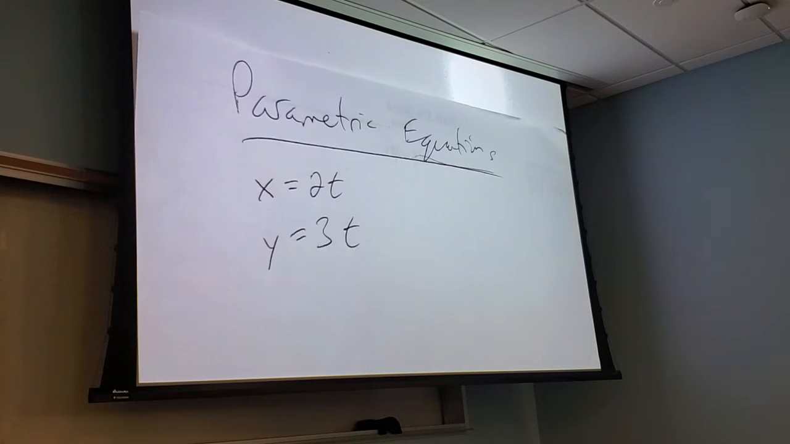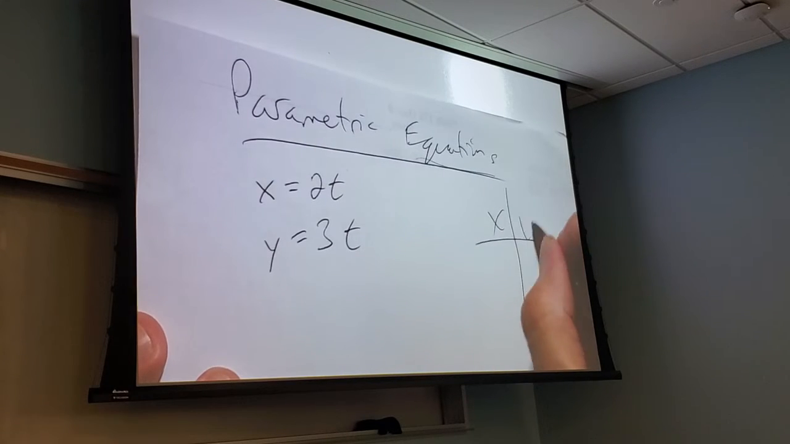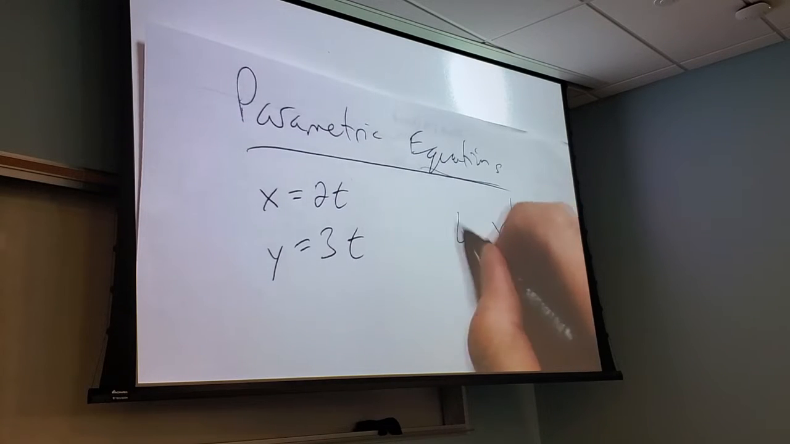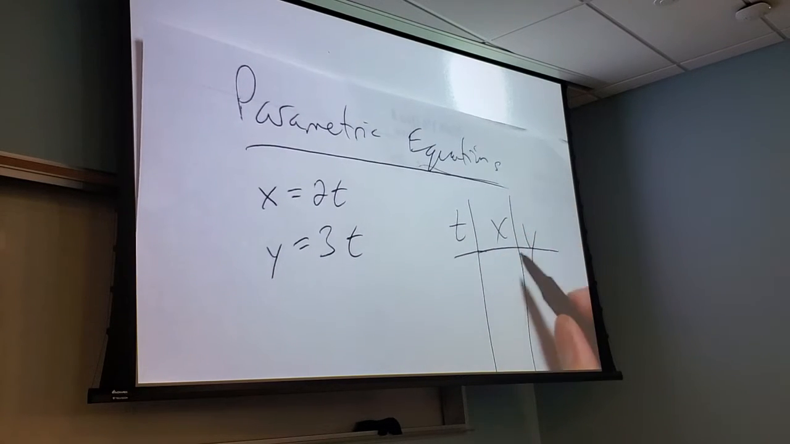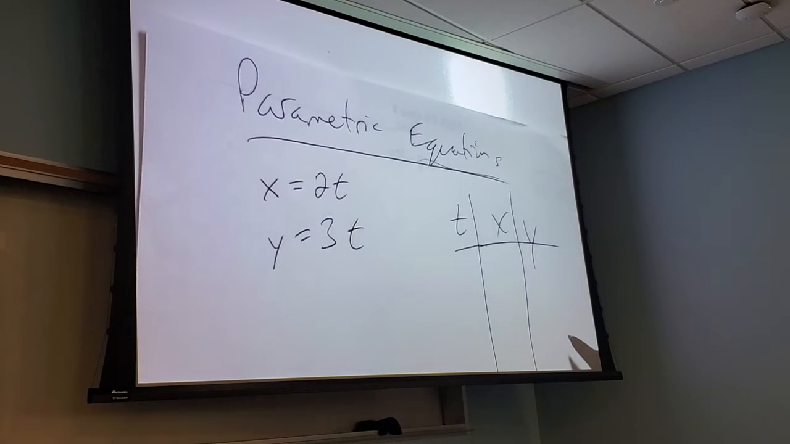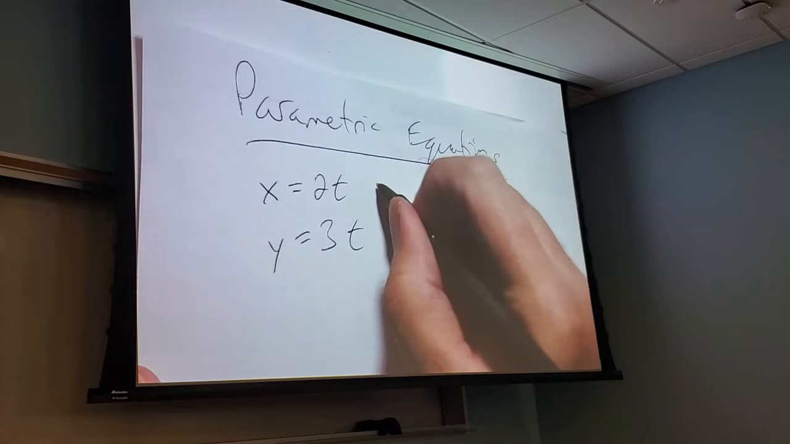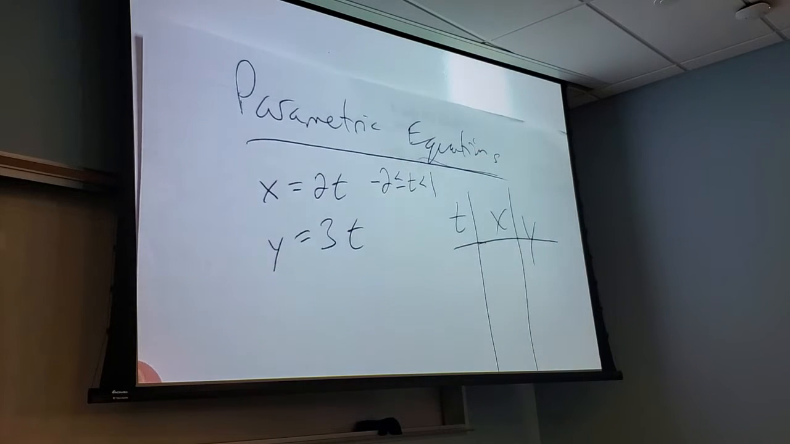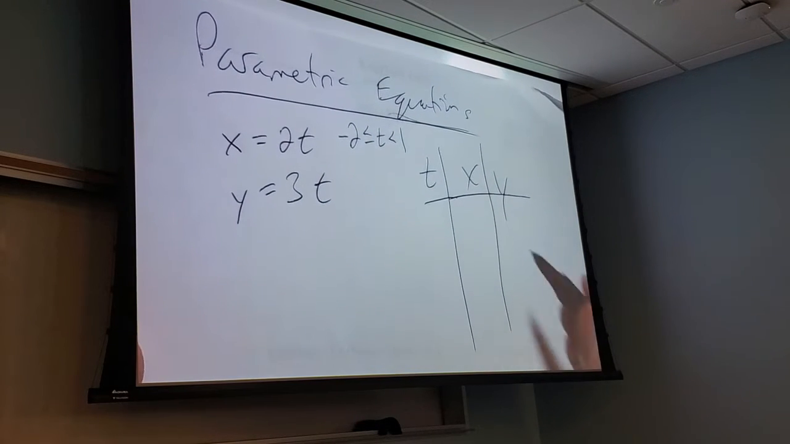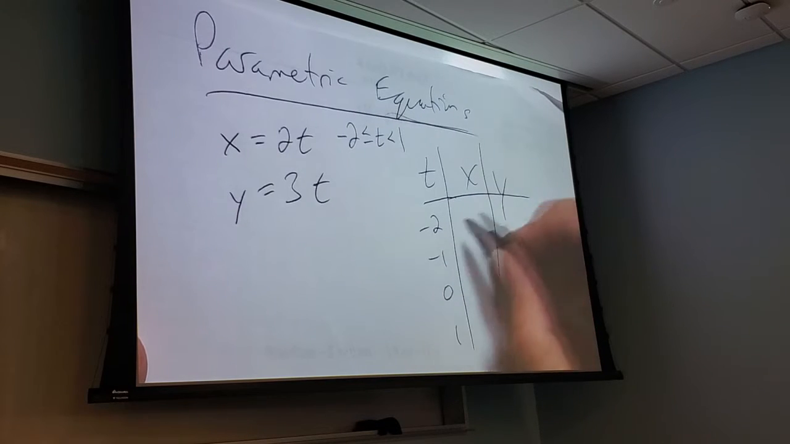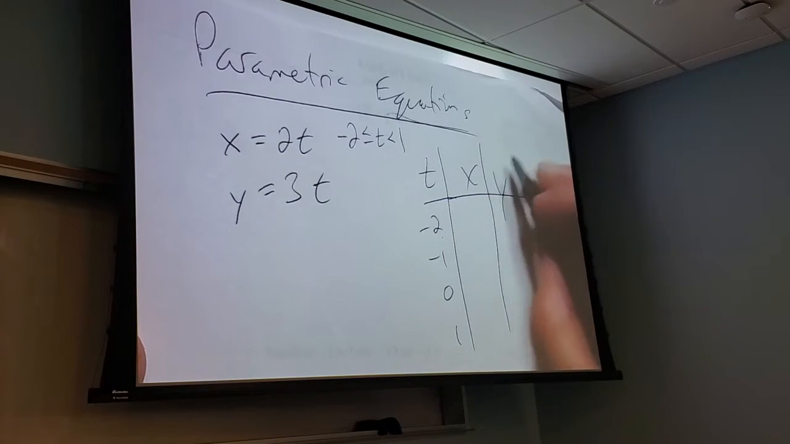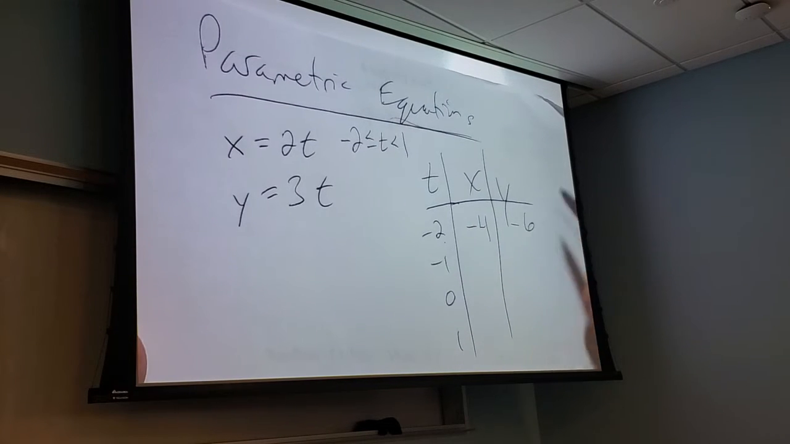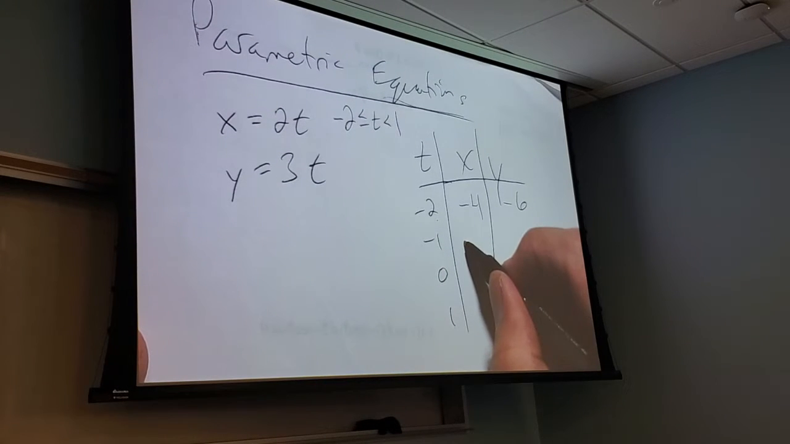Let's make some points. How do I make points? Normally we do this, correct? Because x is the input, y is the output. Now, what's the input? T. And the output is both x and y. So let me do this like this. You're going to see a lot of problems that tell you what t can be. Okay, so let's go from -2 to 1: -2, -1, 0, 1. When t is -2, what is x? -4. What's y? -6. When t is -1, -2.